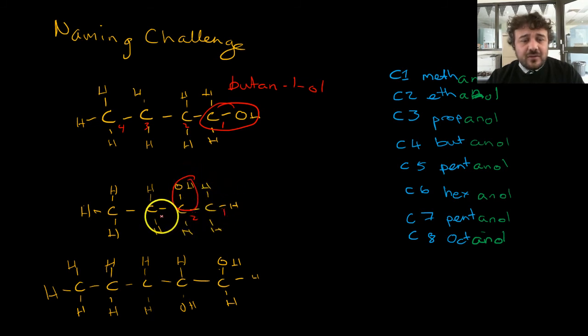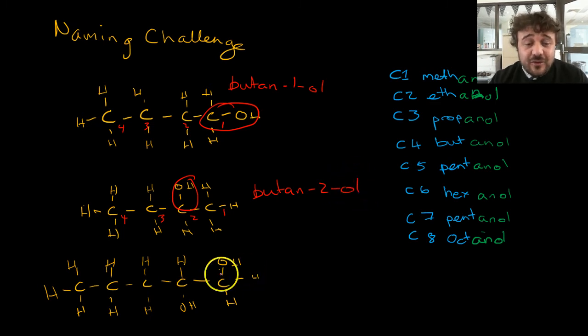1, 2, 3, 4, because it keeps it the lowest number possible. It can't be a 1, but it's a 2 in this case. And that is still a butanol, so it is butane-2-ol. Now, here's the super tricky one.